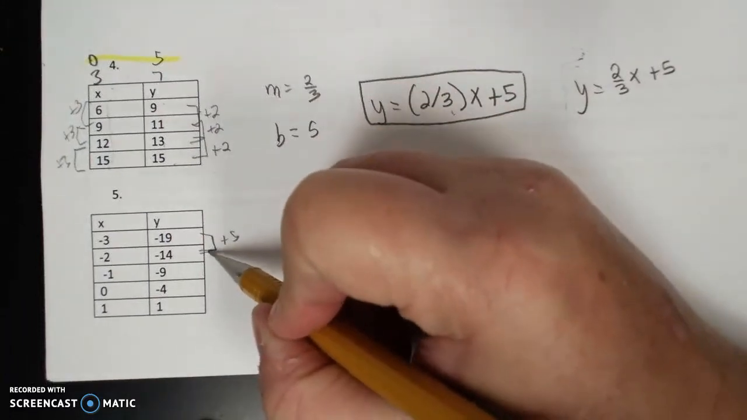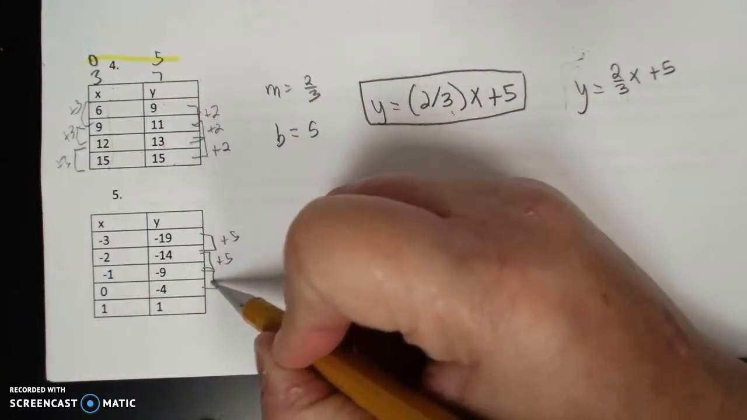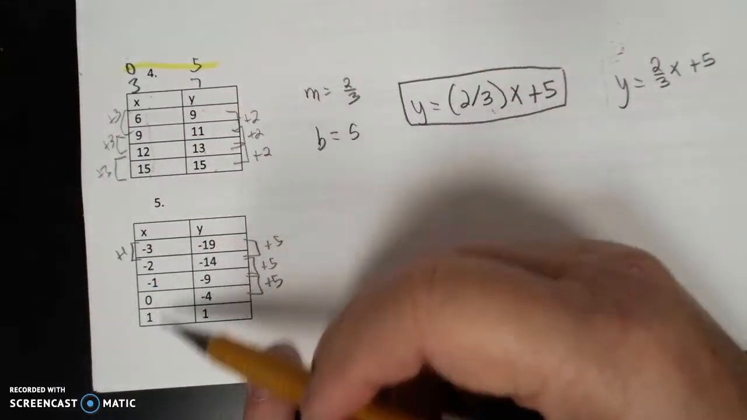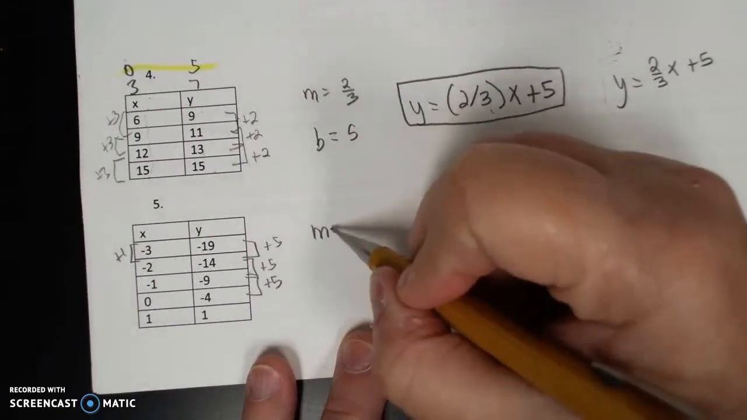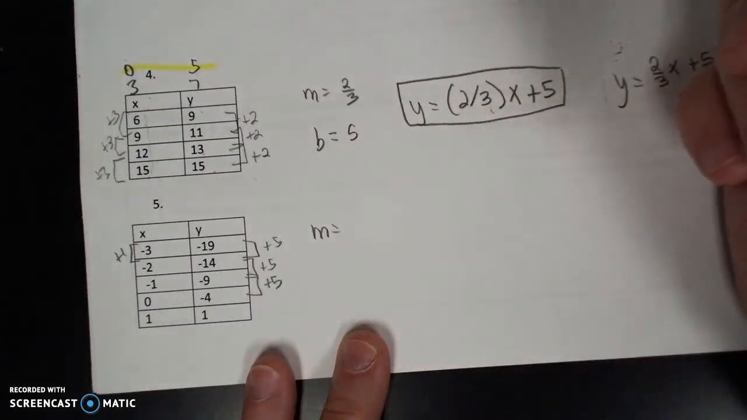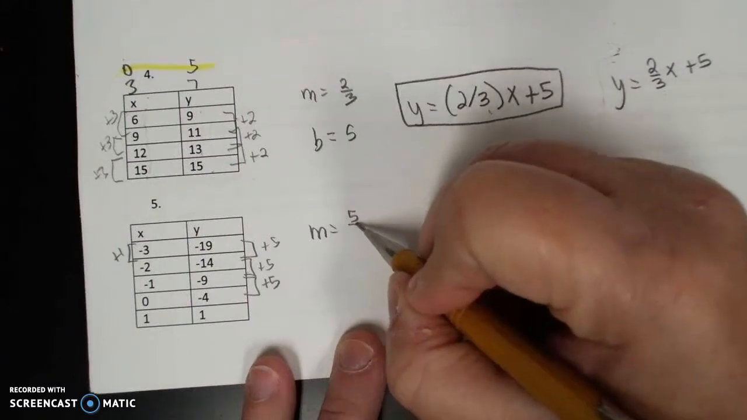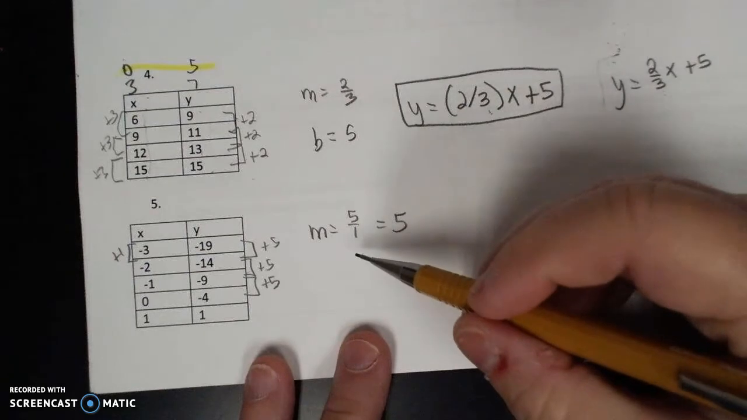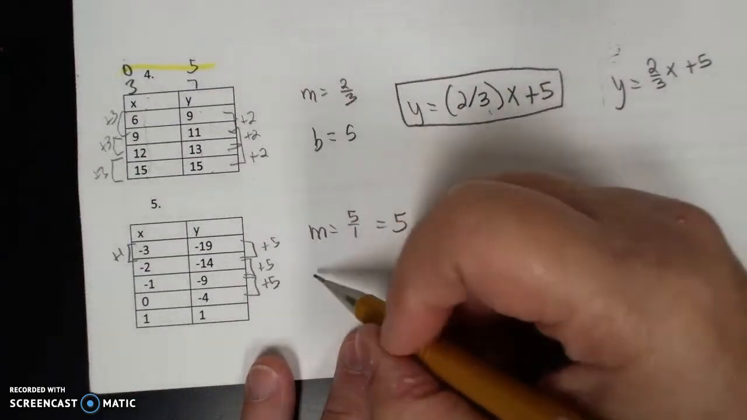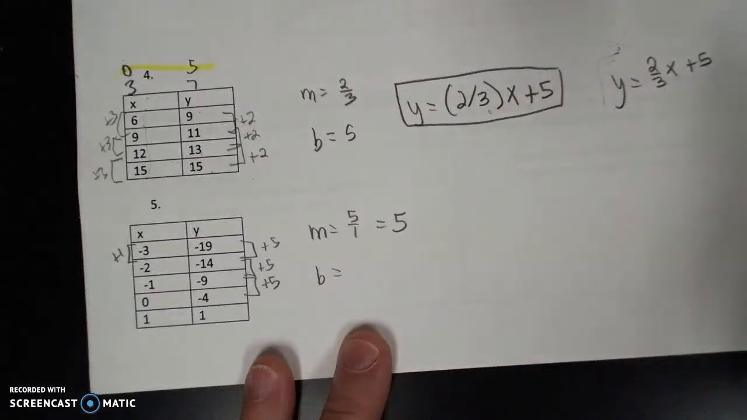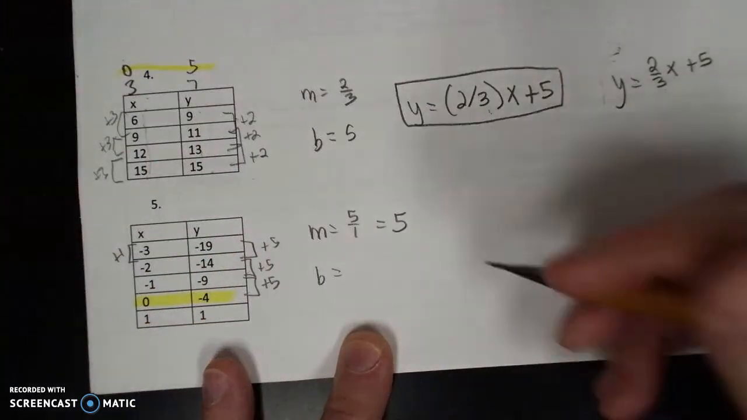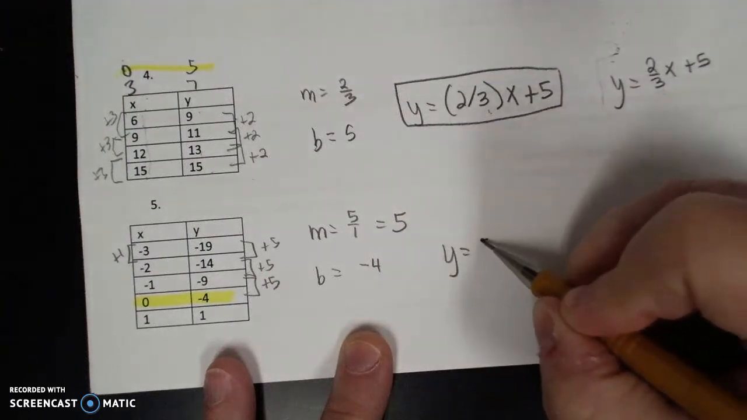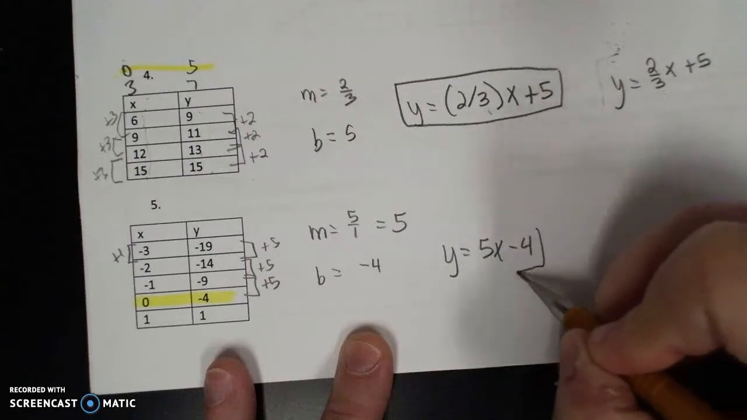Add 5, add 5, add 5. This is add 1, and I look, it's all the way down. So my slope, or my movement, or my constant rate of change is 5 over 1, which is 5. So make sure you simplify your whole number fractions. B is right there. So B equals -4. So y equals 5x minus 4.